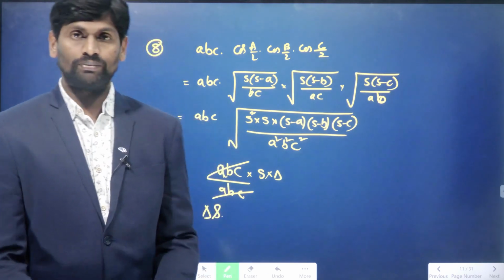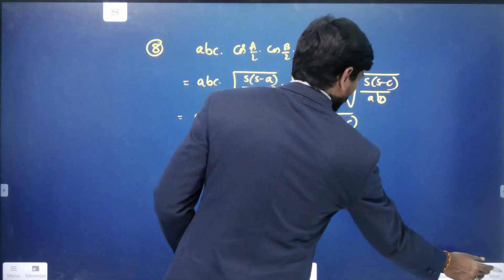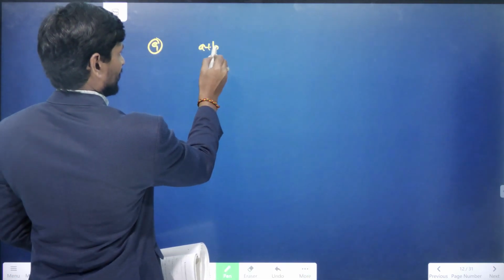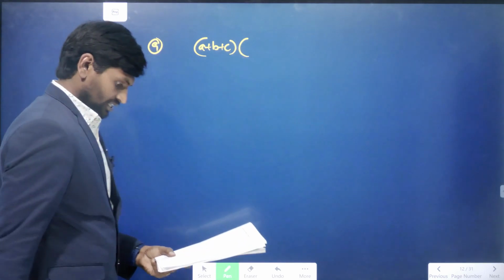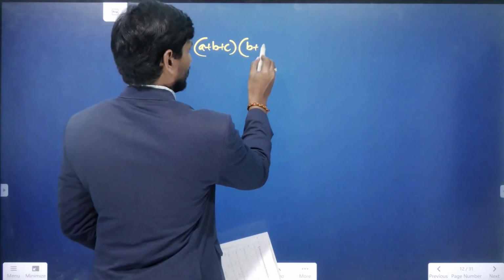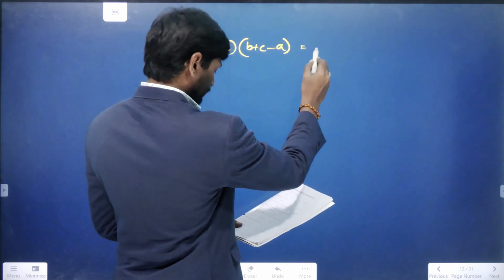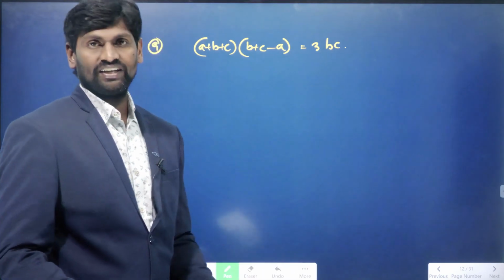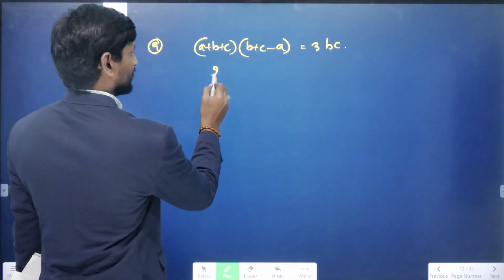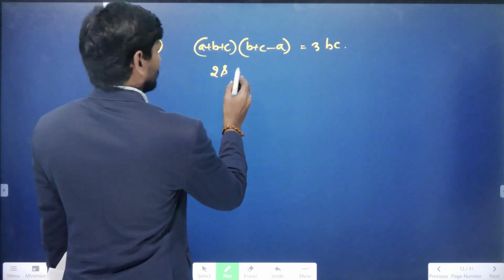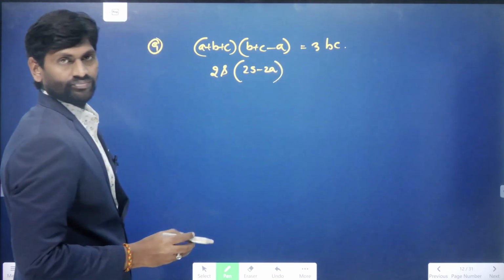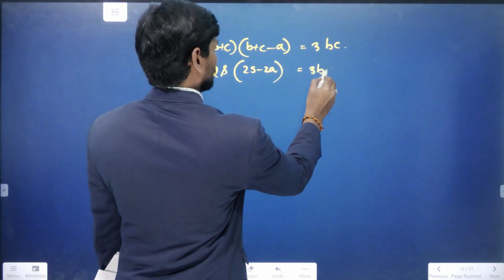So let us go to the problem number 9. Yeah, the 9th question is given that in triangle ABC, if A plus B plus C into B plus C minus A equals to 3BC, then we need to find out the value of the angle. Let us try to substitute here. A plus B plus C is nothing but we can write 2S. And this one, 2S minus 2A we can write. That is equals to 3BC.